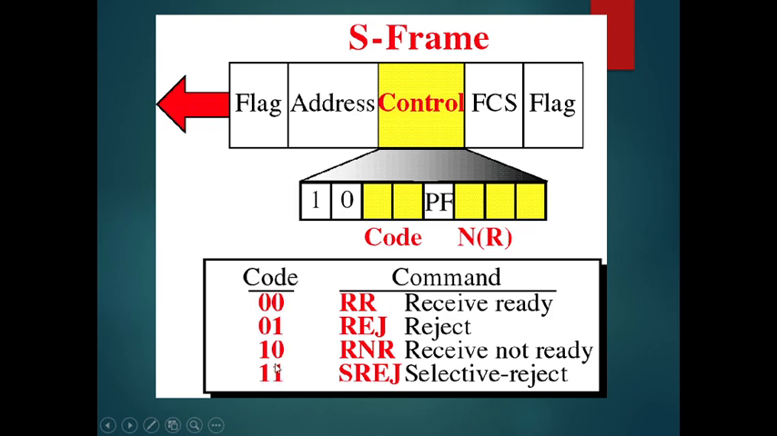Again we have the code 1 1, which stands for selective reject. That means it is going to selectively reject, say, 1 frame. For example, it may reject the frame with sequence number 6, so the transmitter has to retransmit that particular frame alone. This code is indicated by these commands. So we have to understand that with these 2 bits, you can have 4 different commands: receive ready, reject, receive not ready, and selective reject. Basically all these are used for acknowledging whether a frame has been correctly received at the receiver side.